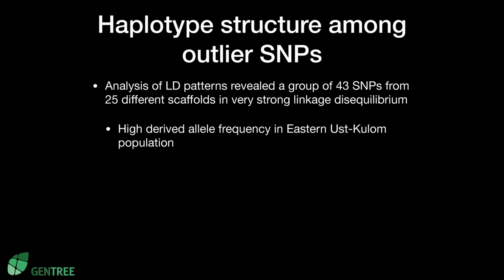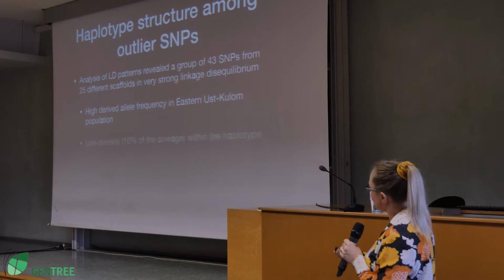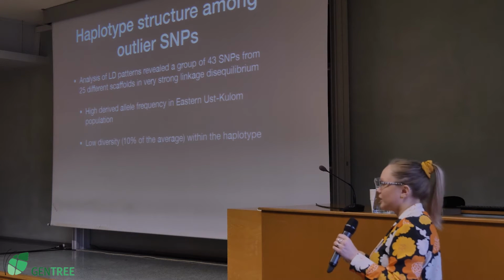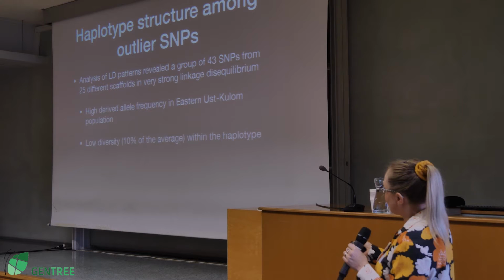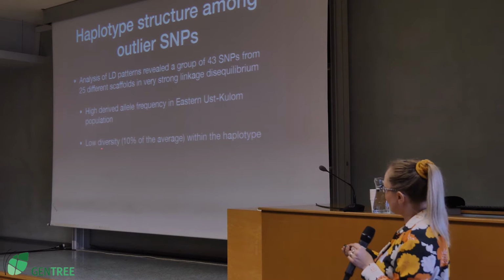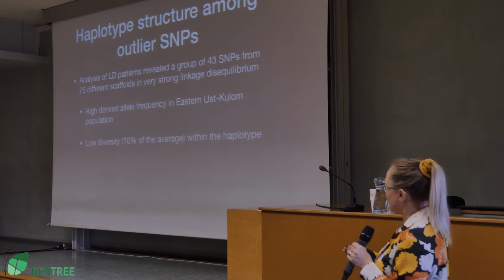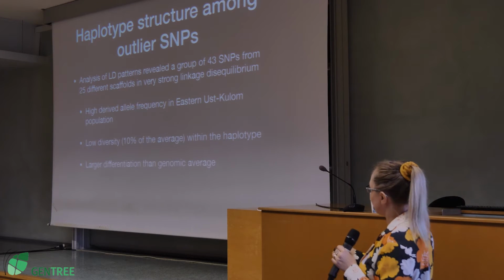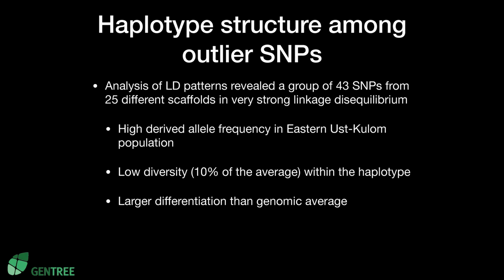And all these SNPs actually have very high, or relatively high, derived allele frequency in one Eastern Ust-Kulon Russian population. And when we look at this, we infer the haplotype. Within this haplotype there is very low diversity, about 10% of the other haplotype. And it has a much higher differentiation between populations than the genomic average.